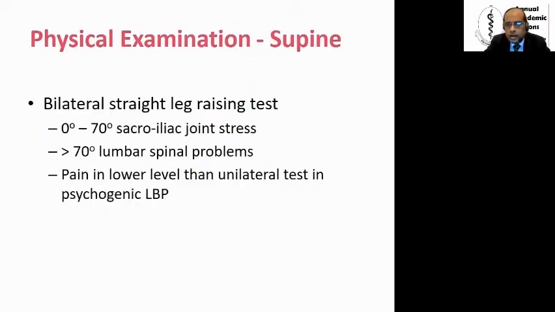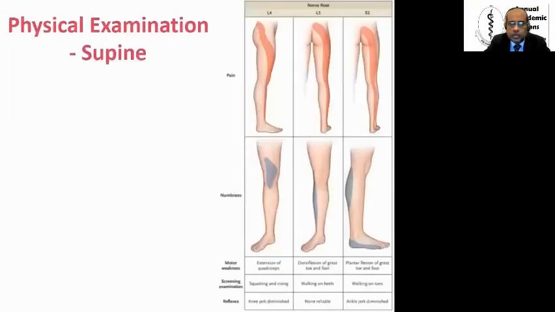There's something called the bilateral straight leg raise test also. Again, 0 to 70, pain may be due to sacroiliac joint stresses. And if that pain comes over 70 degrees, that is lumbar spine problems. And pain at a lower level than the unilateral test suggests psychogenic low back pain, as well as if there's pain in the unilateral straight leg raise before 30 degrees, again you have to consider possible psychogenic low back pain. That is the physical examination in the supine position.